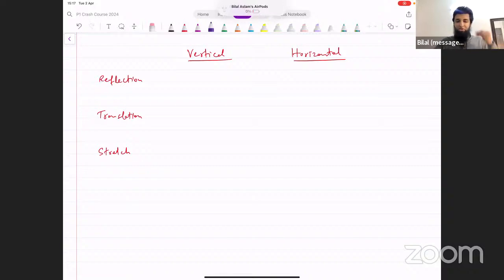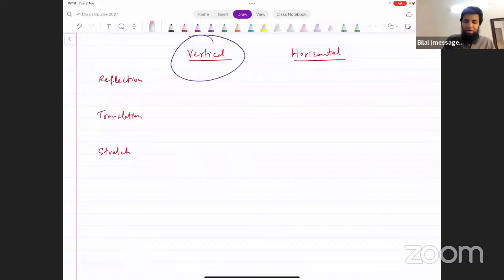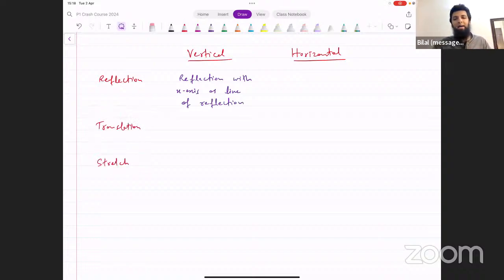First of all, we have reflection. How are we going to describe reflection? In order to describe reflection, if it's a vertical reflection, what does that mean? The graph is moving vertically, upwards or downwards. In that case, you would say it's a reflection with x-axis as line of reflection. So when describing a reflection, you have to write down the line of reflection. It'll either be the x-axis or the y-axis. Those are the only 2 reflections you have in your syllabus as far as transformations is concerned.